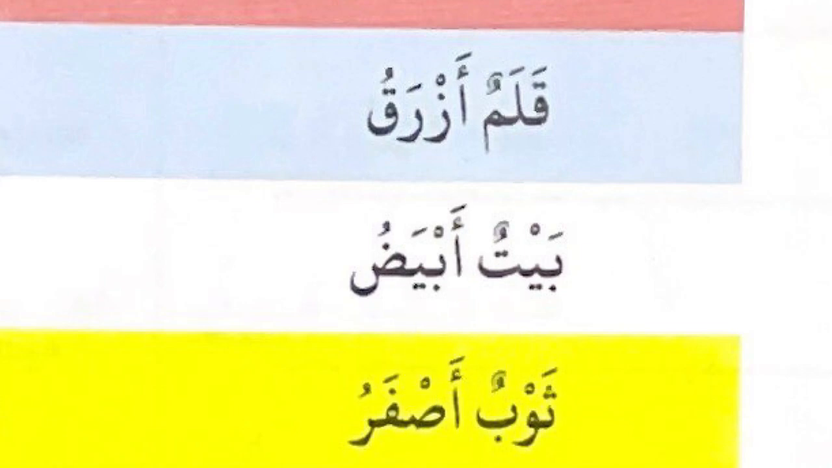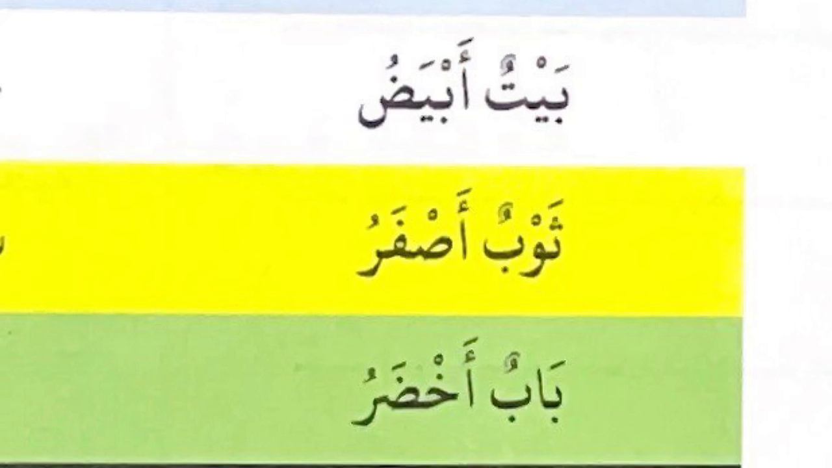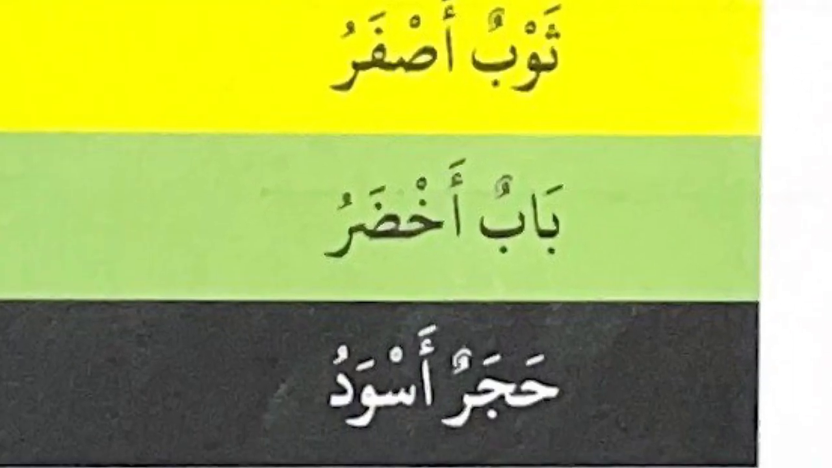Next color is yellow, and we say asfar. The example here is thawbun asfar. Thawb, cloth, asfar, yellow. So a yellow cloth. Next color is green, akhdar. The example here is babun akhdar, a green door.